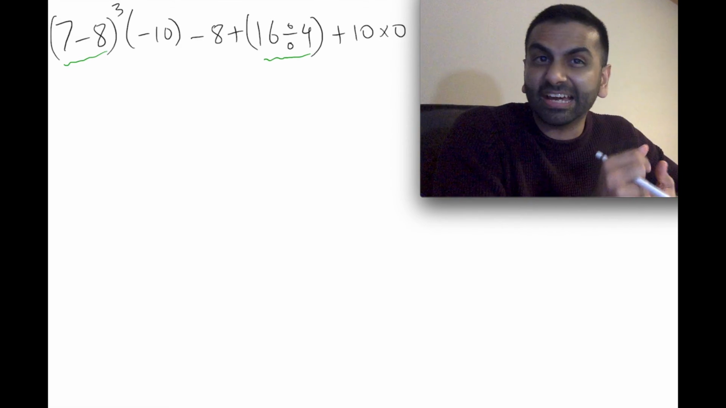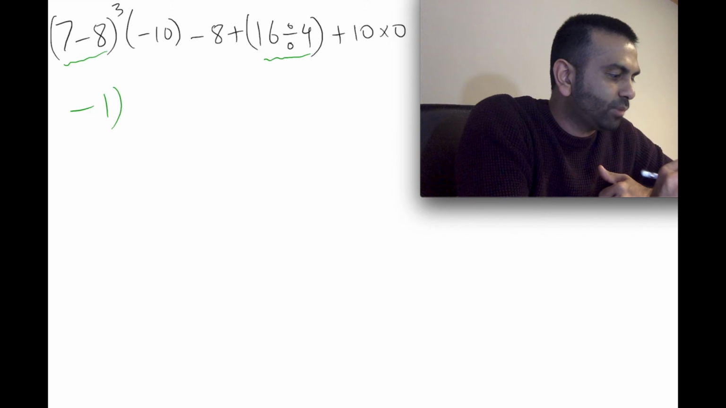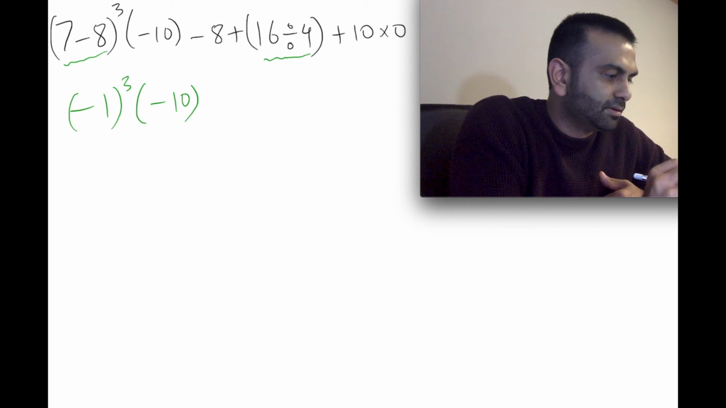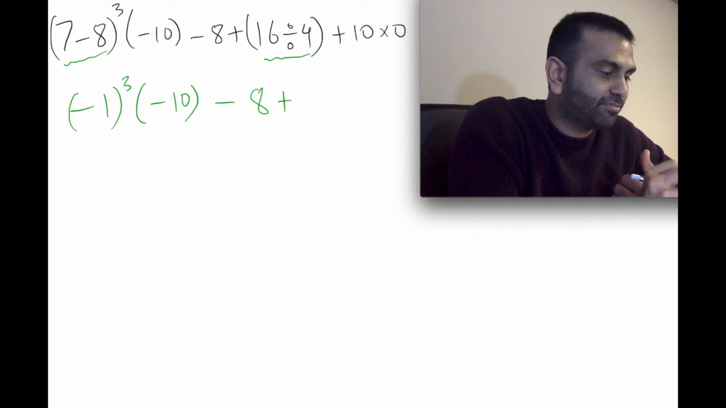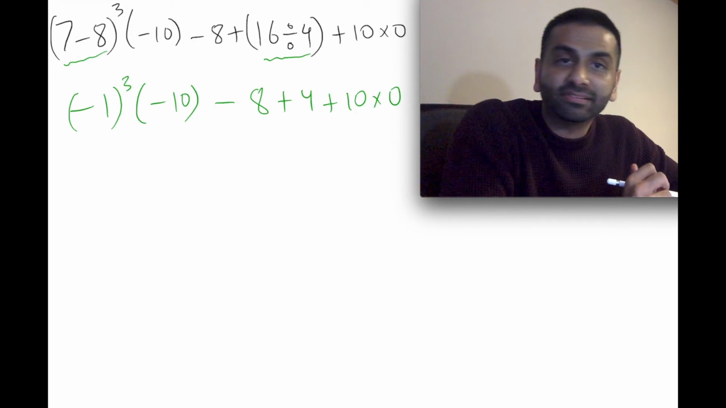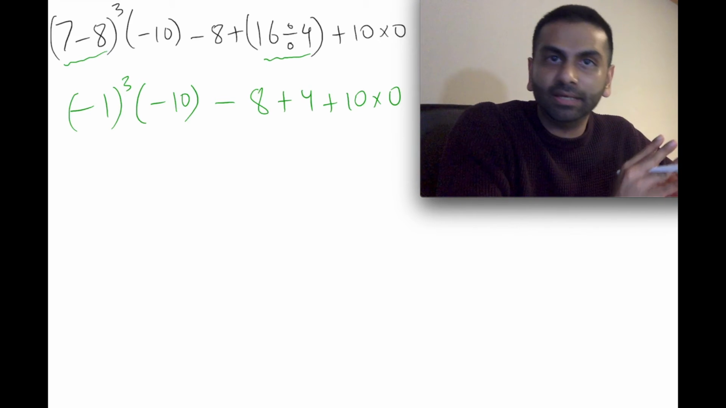7 minus 8 is negative 1. So we got negative 1 cubed, and times this negative 10, minus 8, plus, and then 16 divided by 4 is 4, plus 10 times 0. All right, that's P, PEMDAS.